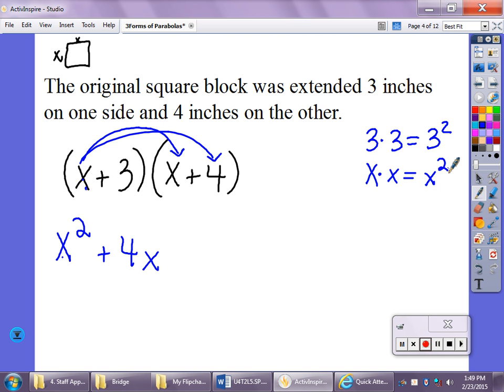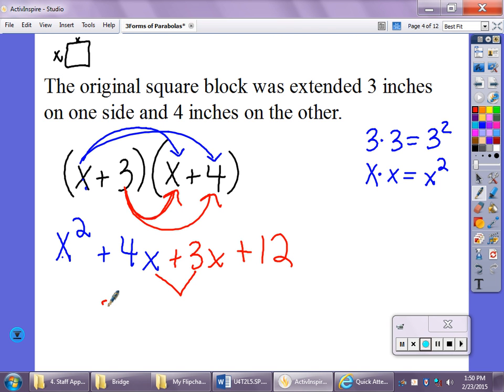Now I'm going to come back, and I'm going to share 3. Also, if you have trouble, you can take an index card and you can cover up each of the pieces as you distribute them, so you don't lose track. 3 times x is 3x. 3 times 4 is 12. Combining like terms, I get x squared plus 4 plus 3 is 7x plus 12.